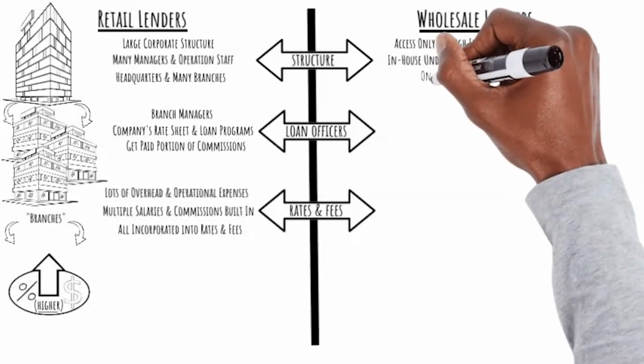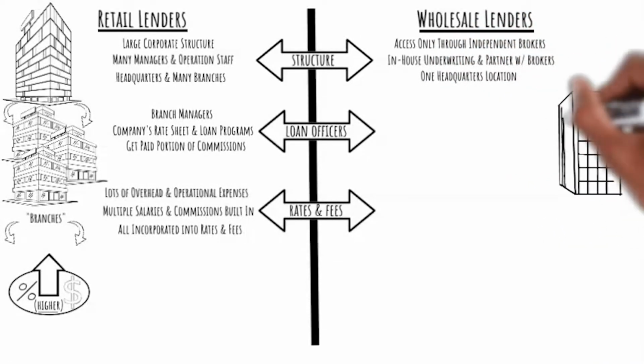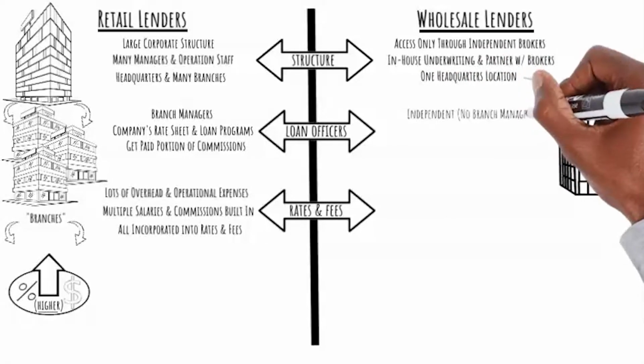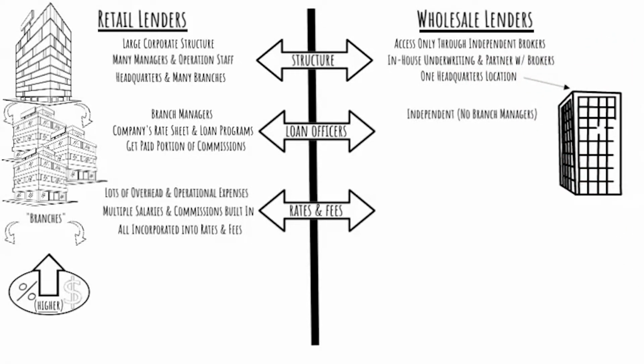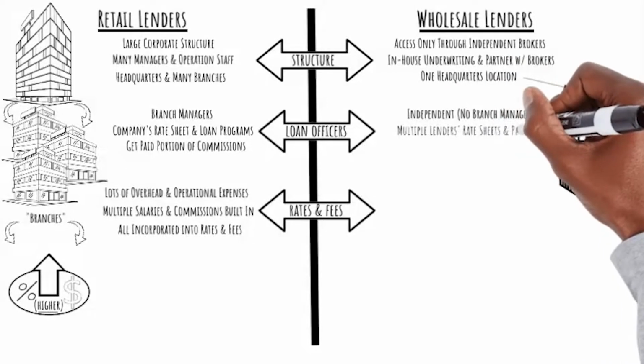So they only have one headquarters location, and because they work with independent brokers, there's no need for them to have multiple branches. So loan officers that work as a mortgage broker are independent. They typically don't have any branch managers overseeing their production, and these loan officers have broker agreements with multiple wholesale lenders, which give them access to their rate sheets and programs.